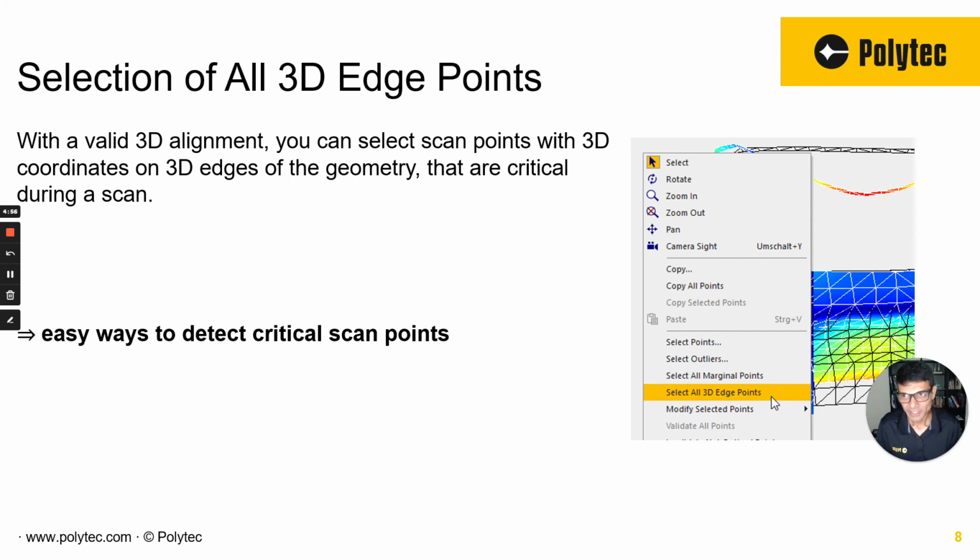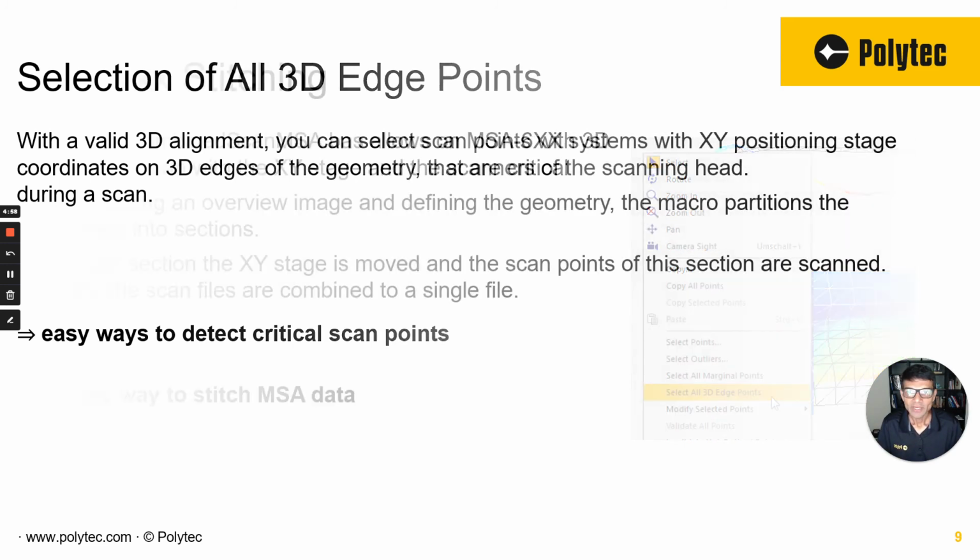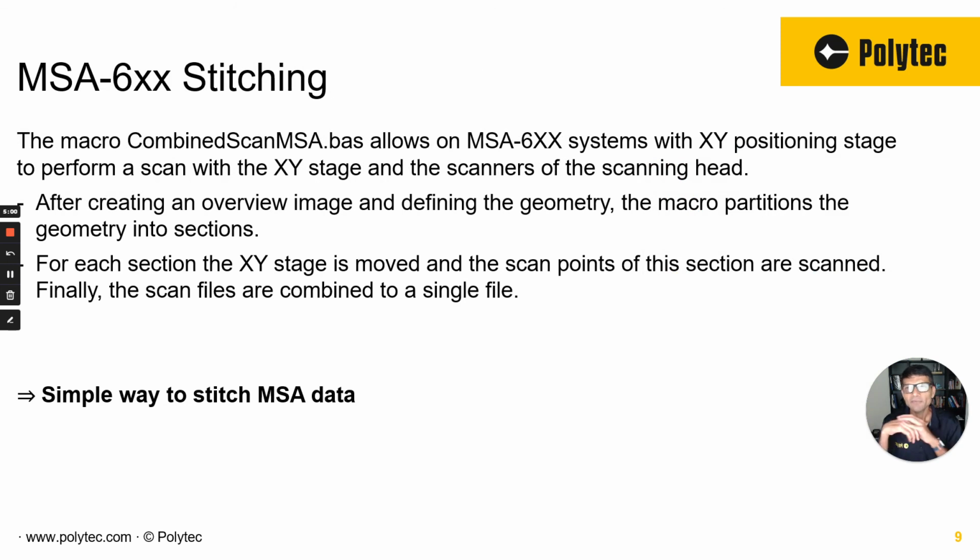And finally, again, I just picked a few, but there are a lot more. This was one of the most requested features with our MSA product lines. I have a certain field of view. I have this big stage. Why can't I stitch my data?